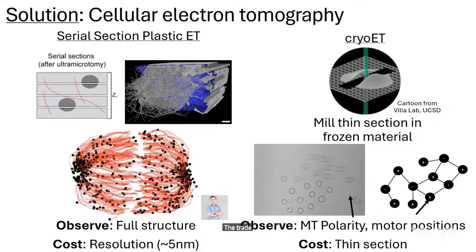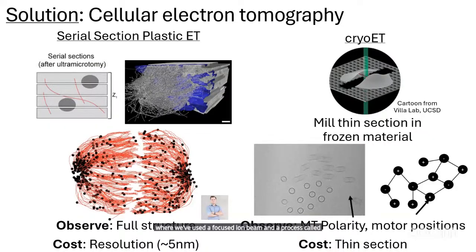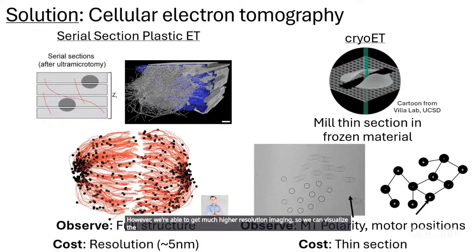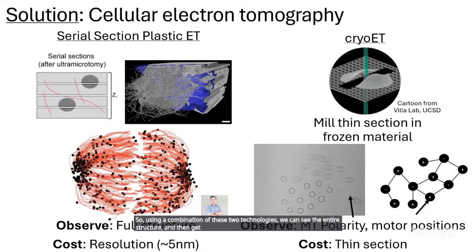To push all the way down to near atomic resolution, we can use cryo-electron tomography. The trade-off here is that we need to mill thin sections into cells, like this cartoon I'm showing on the top right, where we've used a focused ion beam and a process called FIB milling to physically ablate material on either side of a very thin section. In a typical FIB milling experiment, we destroy 99% of the cellular material, so we're only looking at a very small subsection of our overall structure. However, we're able to get much higher resolution imaging, so we can visualize the interactions of individual microtubules and the positions of molecular motors. So using a combination of these two technologies, we can see the entire structure and then get detailed information about the interactions of microtubules and motors.